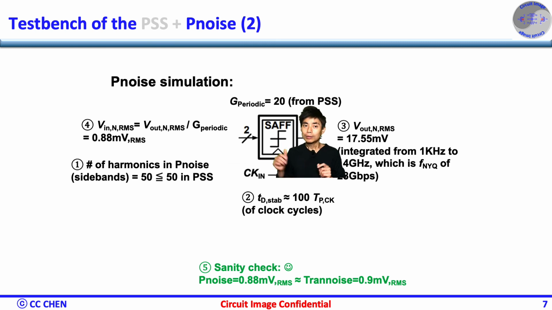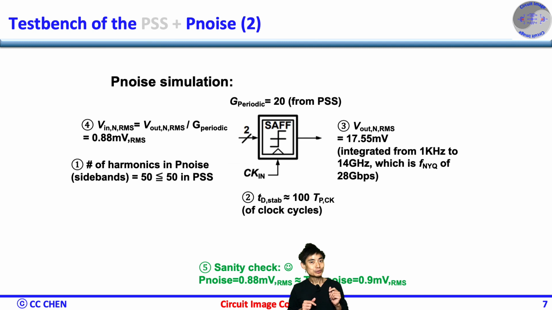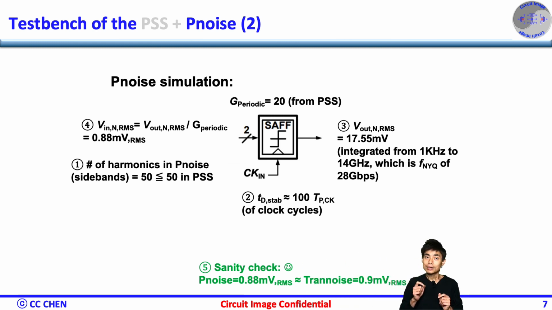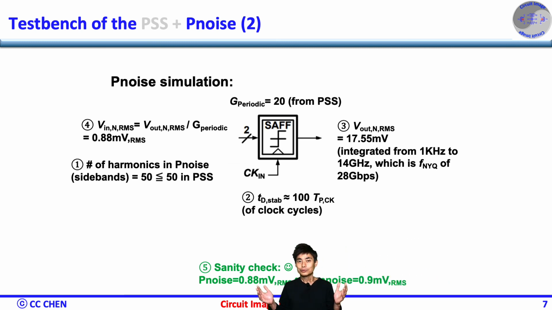The PSS or the Pnoise setting might be slightly different in each tool, and please refer to the menu of your tool. Here is just my personal experience of running the PSS plus Pnoise of the sampler in the past. The most encouraging thing is that the 0.88 mV RMS of the PSS plus Pnoise is close to the 0.9 mV RMS of our previous Trannoise. Therefore, both could be a sanity check against each other. What else do you expect?